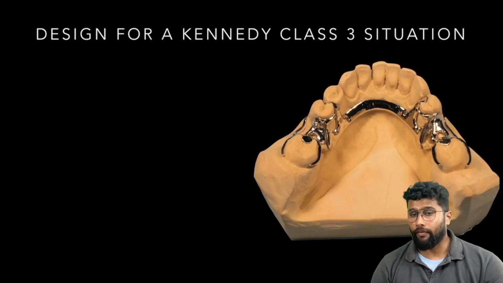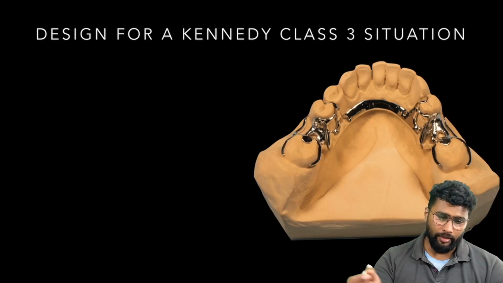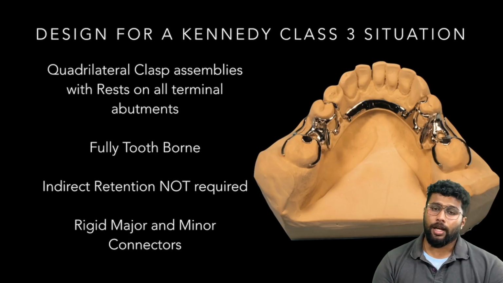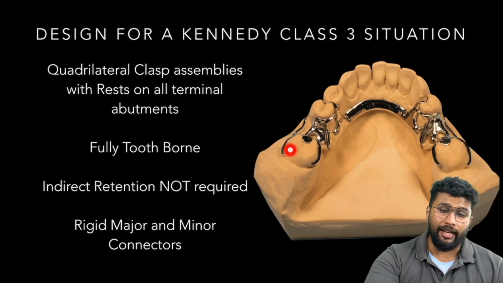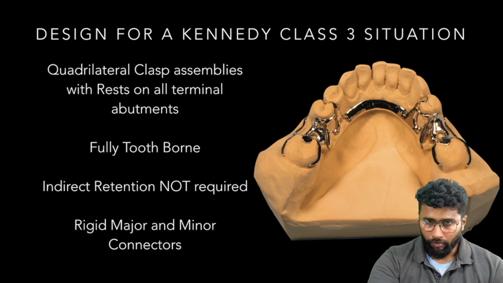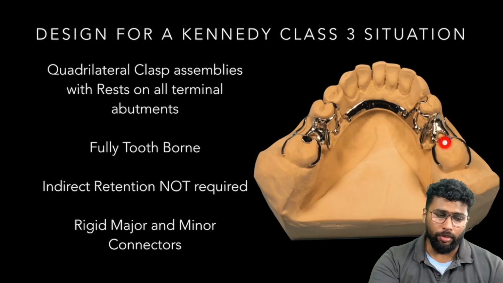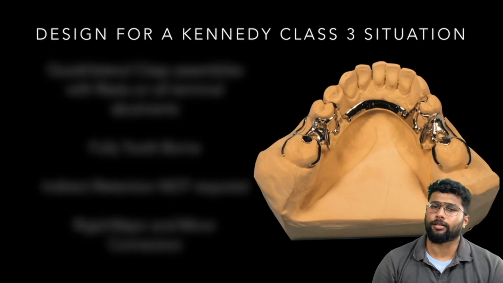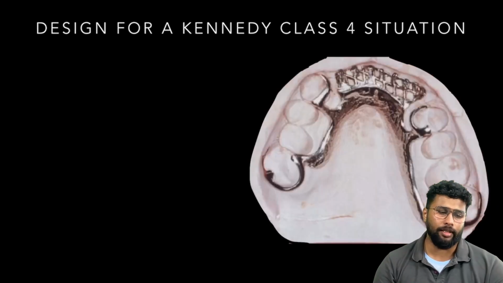Now, if the same were a Kennedy class 3 situation, or in this case a Kennedy class 3 mod, the requirements would be slightly different. Of course, you could treat it almost like a fixed partial denture case. You would have rest assemblies or clasping assemblies on all the four abutment teeth, which would make it a quadrilateral configuration. It is going to be fully tooth borne, and for this reason, you don't expect any tipping force or lifting forces, and hence indirect retention is not required. You will need rigid major and minor connectors, and of course, aesthetics and function will be maintained.